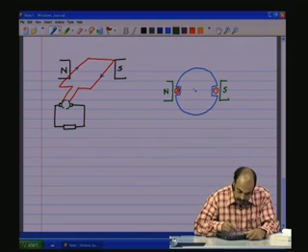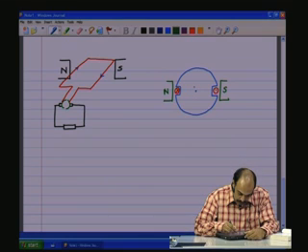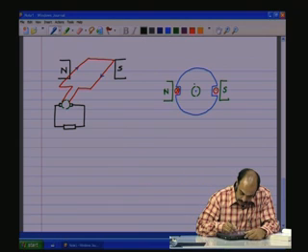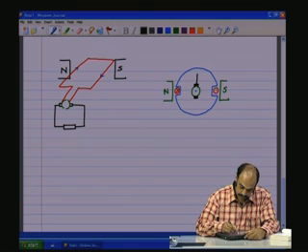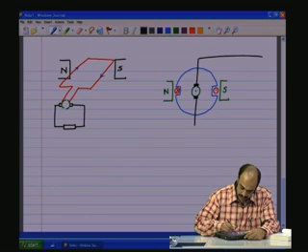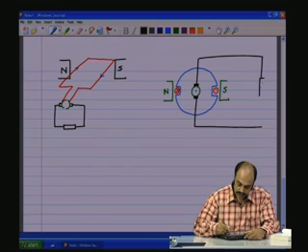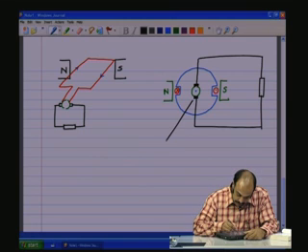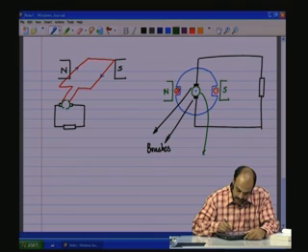So, we shall put the commutator along the shaft of the core. So, this is the commutator, and then we have the brushes. So, let us say the brushes are positioned like that, and then out of the brushes we take two leads which go to the external load. So, there are two brushes, one for the positive and one for the negative. These are the brushes, and this is the commutator.